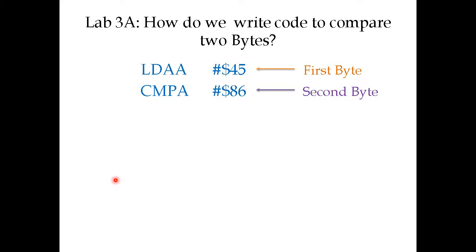Now for an example, how do you compare two bytes? If somebody gives me two bytes like 45 and 86, I'll always do it like this. In the first line, I'll load one byte into accumulator A. In the second line, I'll just say CMPA, because I'm doing everything in accumulator A, CMPA 86. So that's how I'm comparing 45 and 86. Okay, first byte and second byte.